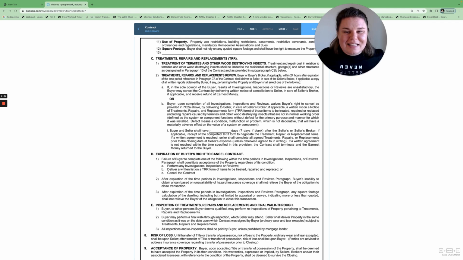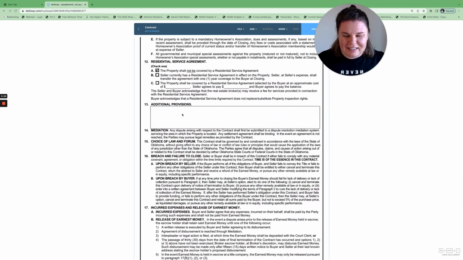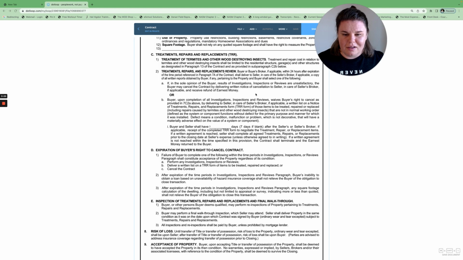Okay, so what is paragraph 13? Well, let's go take a look. Paragraph 13 is this. It's empty because this is where we write in how we're going to deal with termites on a house. We can also deal with it on the actual TRR page itself, which I'm going to show you here in just a moment. Okay, going on to the next paragraph.